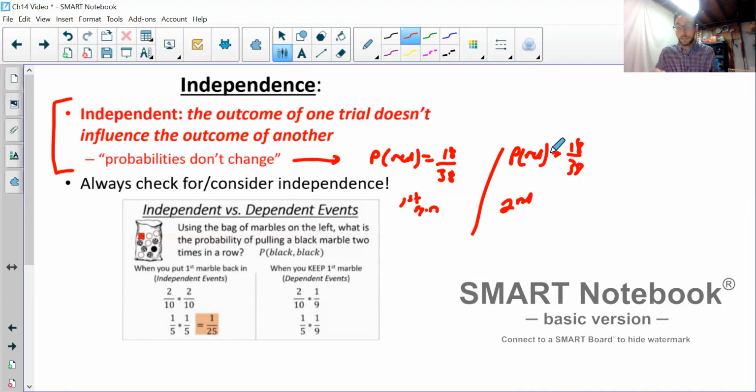Rolls of a die are independent. Spins of a spinner, spins of a roulette wheel, a lot of the common things that we see and work with in probability. But sometimes events aren't independent.